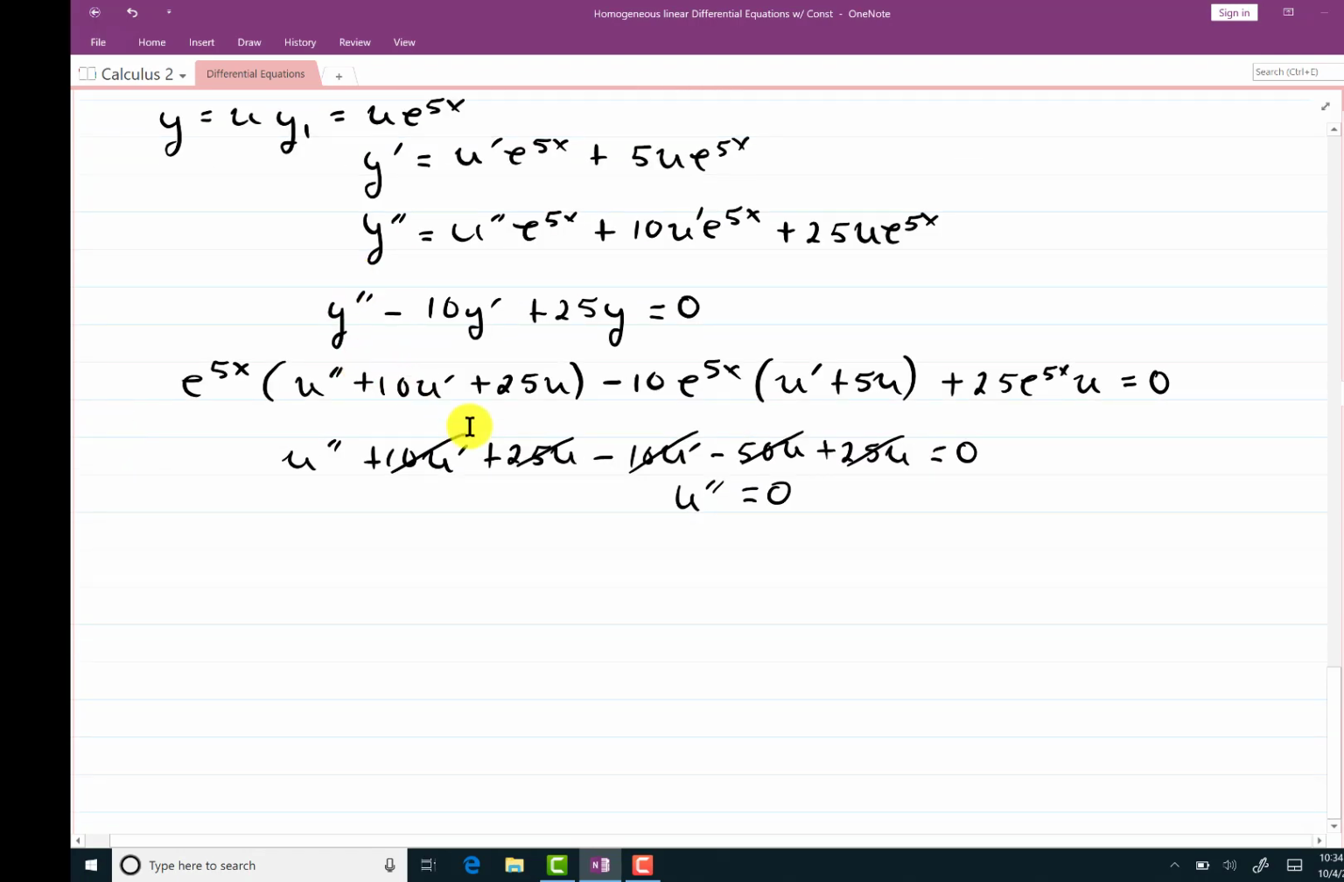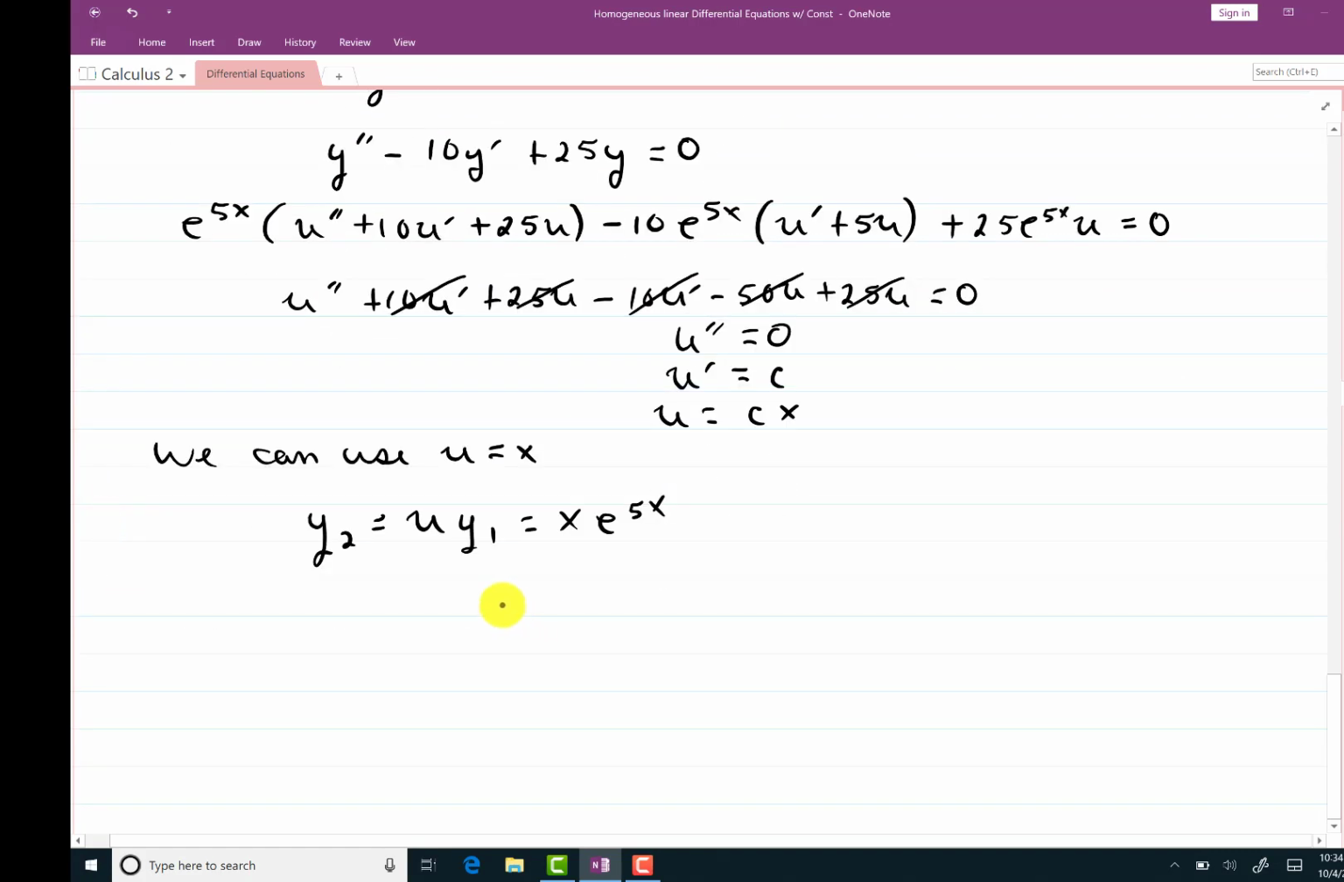Well, hopefully you know that if a derivative is equal to 0, then the function itself was a constant. And then once I know that, I'll know that u is cx. So we can use just u equal to x. So when I'm creating my y2, u y1 will equal x e to the 5x.